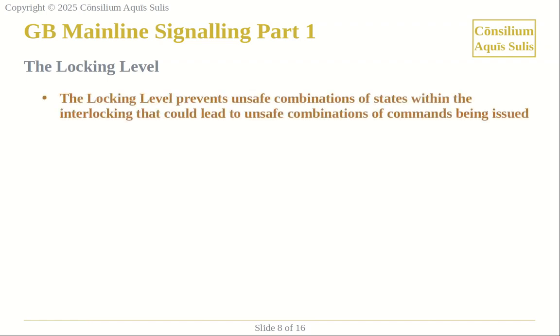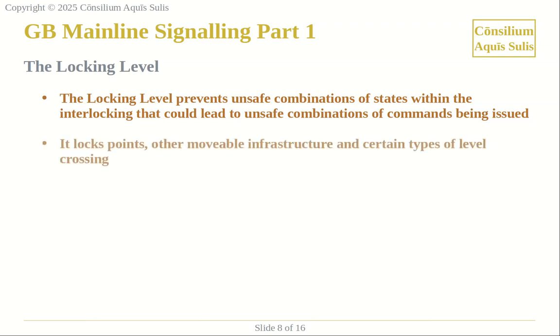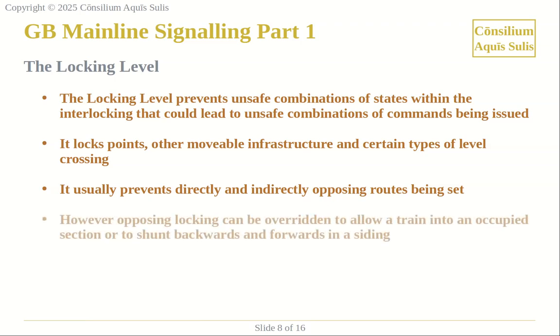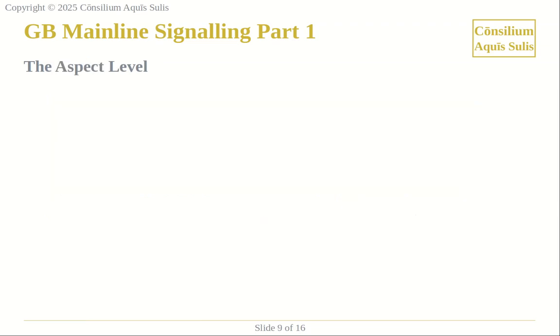We then looked at the locking level and the aspect level, asking the question what the locking level is, and learned how it prevents unsafe combinations of states within the interlocking that could lead to unsafe combinations of commands getting issued. It locks points, other movable infrastructure, and certain types of level crossing, and usually prevents directly and indirectly opposing routes being set. However, opposing locking can be overridden to allow a train into an occupied section or to shunt backwards and forwards in a siding.